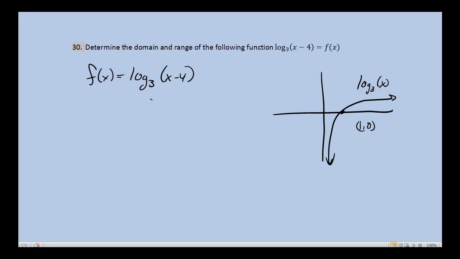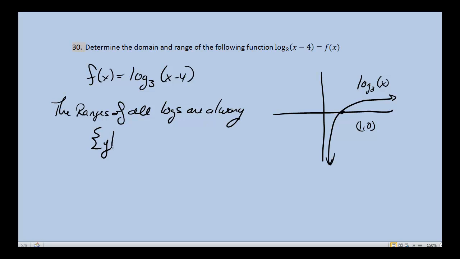We know there's one interesting fact about ranges. The range of all logs is always y such that y exists as any real number, or you can say from negative infinity to positive infinity. The range always starts somewhere down here at negative infinity and goes out to positive infinity. So it goes all the way down and keeps going all the way up forever and ever.